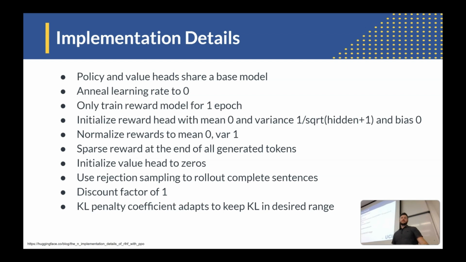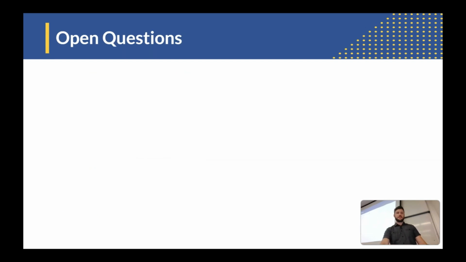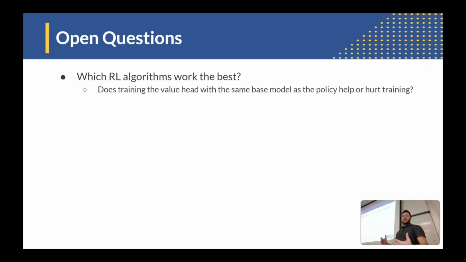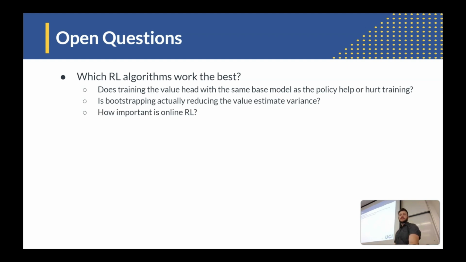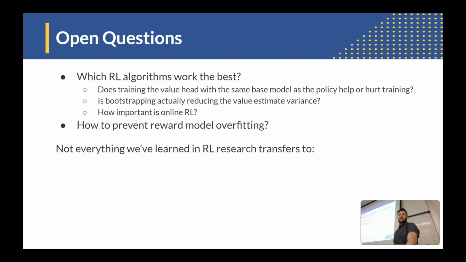Okay. Any questions about, actually no, I have one more slide for this section. Open questions, there's lots, like we mentioned. Which RL algorithms work the best? Is the value head helpful? Is combining the base LLM with a value and policy head helpful? Is the bootstrapping with the value function actually reducing our estimated variance? How important is the online aspect of online RL? Could we use something offline? Could we use value-based RL? How can we prevent overfitting on the reward model?